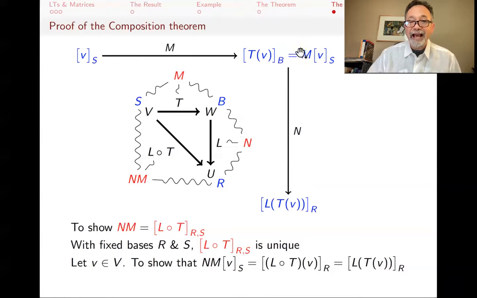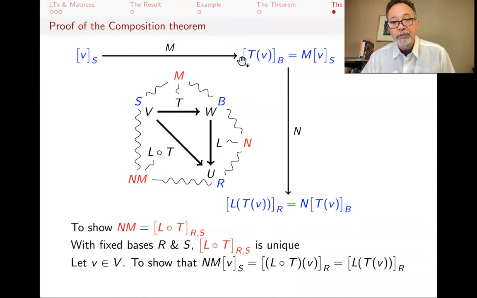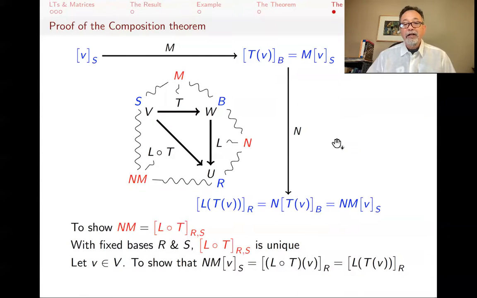Well, if you take this now and multiply it by N, you get this guy. So if you just write that, we say that if you take the coordinate of T of V with respect to B and multiply it by N, you get the coordinate of L of T of V with respect to R. So this is multiplying by M, that's multiplying by N. But T of V with respect to B itself was M times the coordinates of V with respect to S. So if you put that in there, we will see that that's what we wanted.